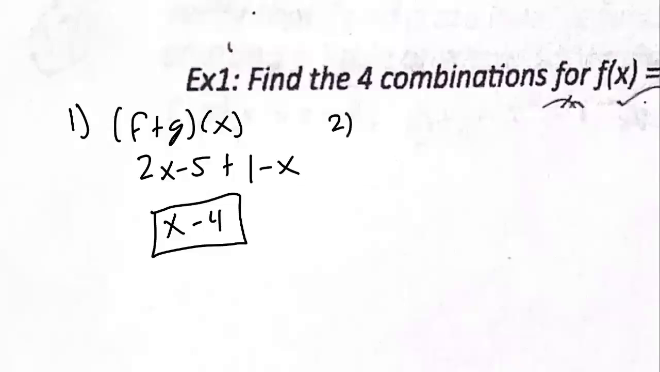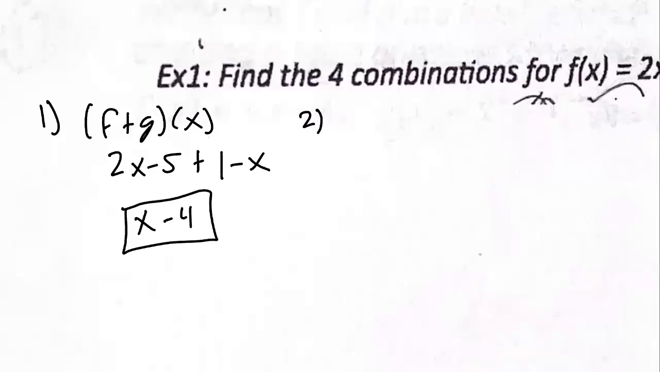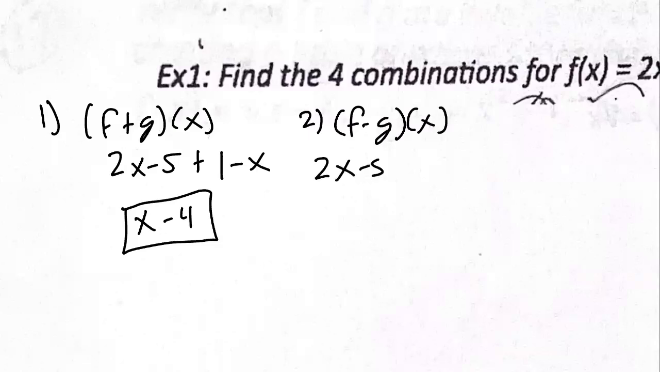For number two, we'll do f minus g of x. So you're subtracting them. 2x minus 5. This is the only one you have to be careful with when you're plugging in, because you're going to have to distribute the negative to 1 minus x.